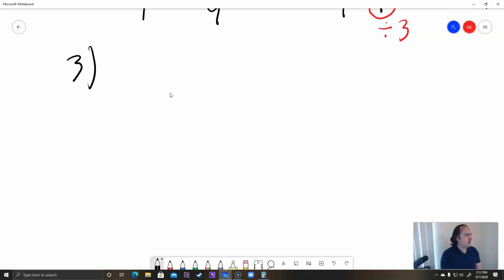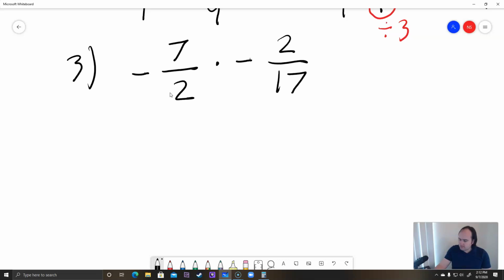For example number 3, we have negative 7 halves times negative 2 over 17. Negative 7 over 2 times negative 2 over 17. So notice we actually have 2 minuses here. And remember, when you're multiplying or dividing and you have 2 minuses, they always cancel out and make a plus. So right off the bat, we can cancel out the 2 minuses, and that makes a plus. So we know our answer is going to be positive.